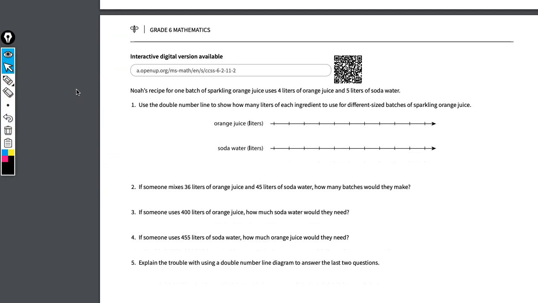Soon, but not quite. So for the next one, use a double number line to show how many liters of each ingredient to use for different size batches. So this is 4 liters of orange juice for 5 liters of soda water.